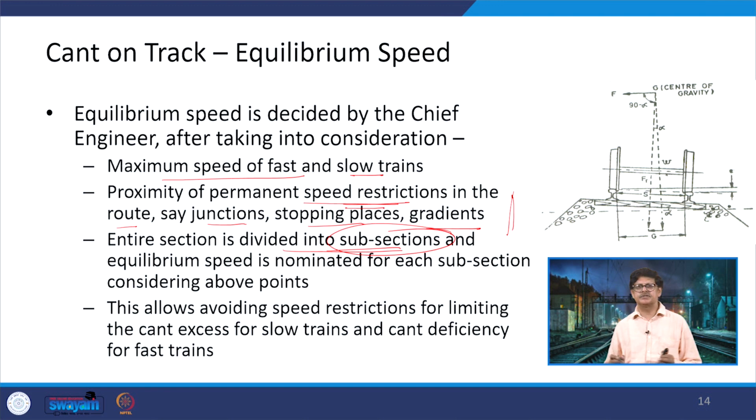So it may happen that in some sections the equilibrium speeds are higher, whereas in other sections where there are certain obstructions and proximity to stoppages, the speeds can be lower. But if you consider the whole section together, it will affect the efficiency of the network badly. This allows avoiding speed restrictions, limiting the Cant excess for slow trains and Cant deficiency for fast trains throughout the track.